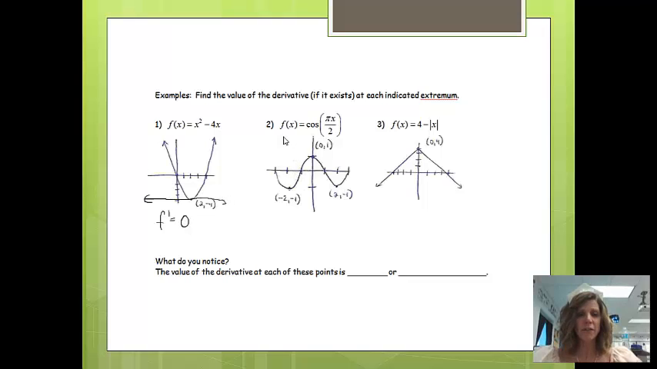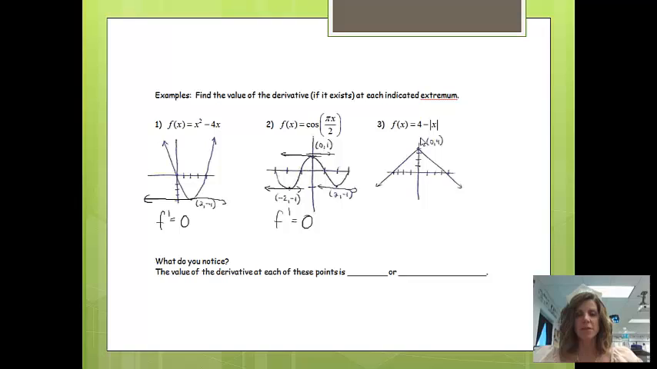Then if I look at problem number 2, it's a cosine graph, and it says to find the derivative at each extremum, so they have it labeled. So at my high points and my low points, if I draw the tangent lines at each one of those points that are listed, you'll notice once again, at each of those points, the tangent line is horizontal, so the slope will be 0. So at each one of those, the derivative is equal to 0.